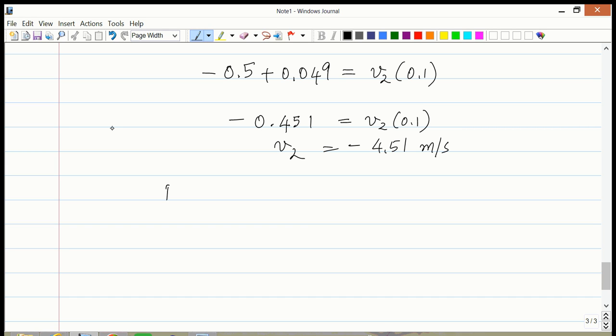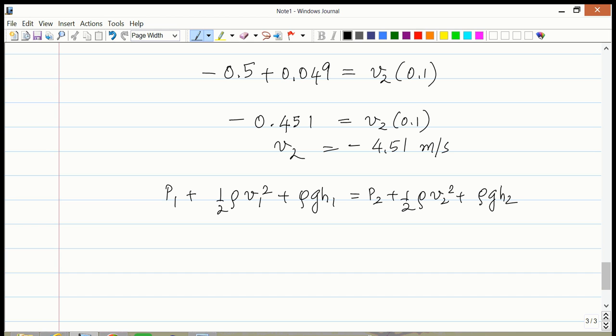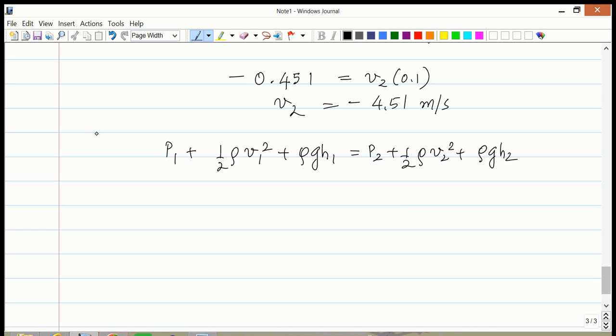Alright, so now we can use Bernoulli's equation, which says that P1 plus 1/2 rho V1 square plus rho g h1 equals P2 plus 1/2 rho V2 square plus rho g h2. Great. Let's set all this up. The pressure at the top we know is the atmospheric pressure. We'll just call it P0. Then we know the speed at the top is close to 0 because the tank is much larger compared with the hole. Plus the height is what you're looking for. So it'll be 1,000 times 9.8 times some h1.